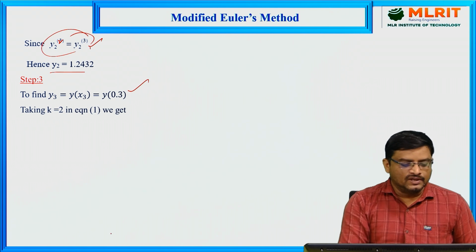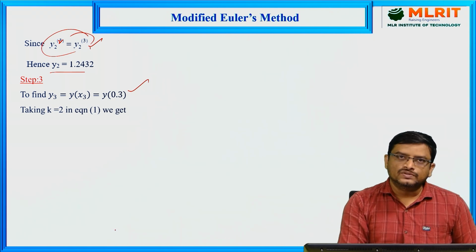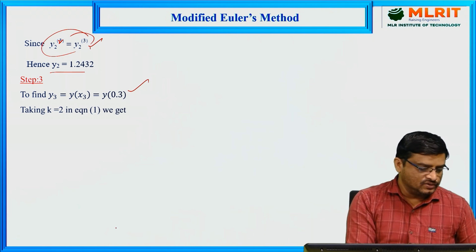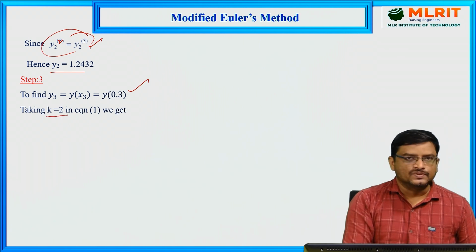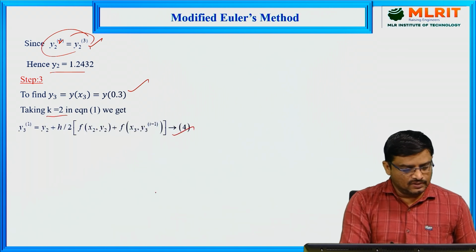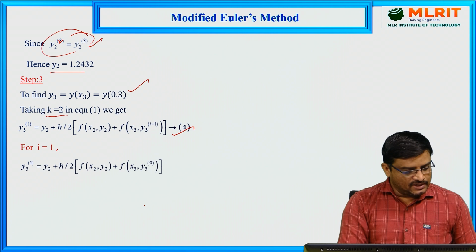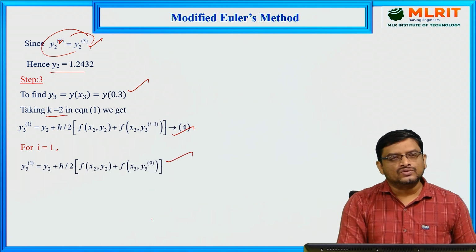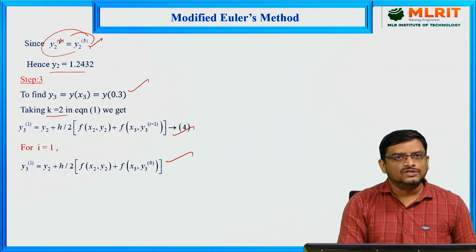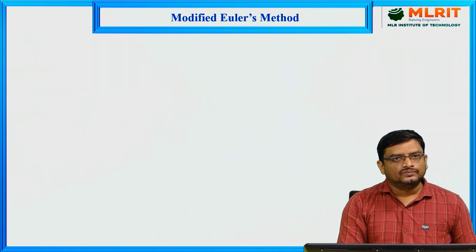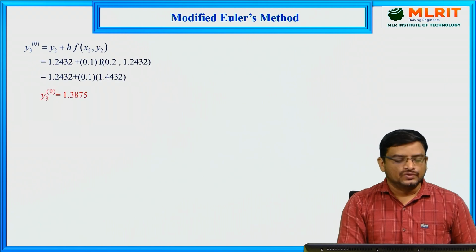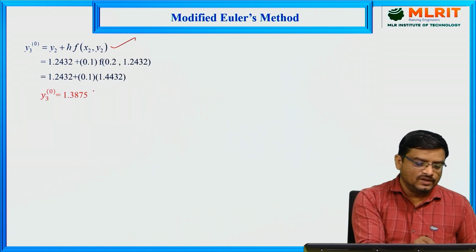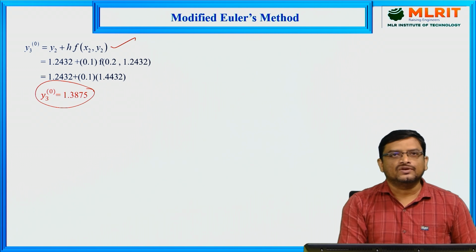Similarly, you find the y3 value at x equal to 0.3. You will get these values in the standard formula by substituting k equal to 2 and then i equal to 1. This is the formula we will use to find the first approximation of y3. Before that, we have to find the initial approximation of y3 using Euler's method. Using this formula, we got the initial approximation of y3 equal to 1.3875.